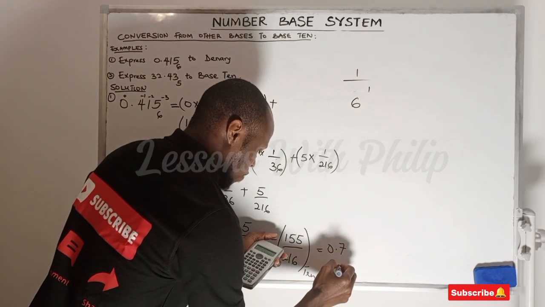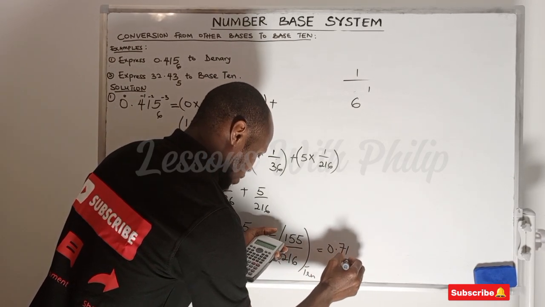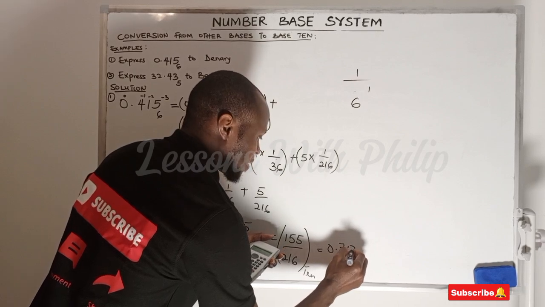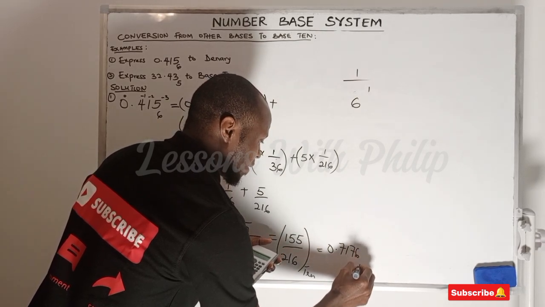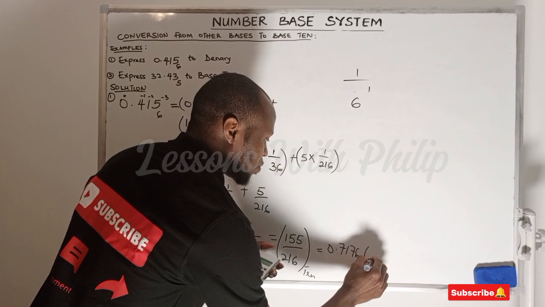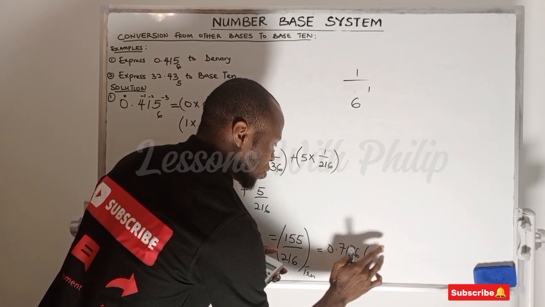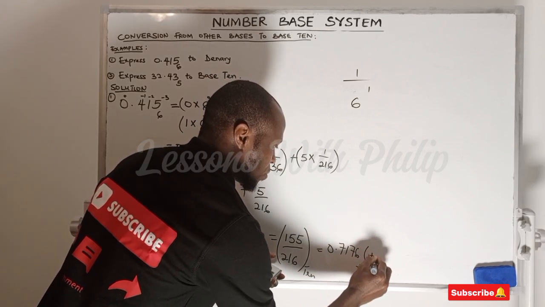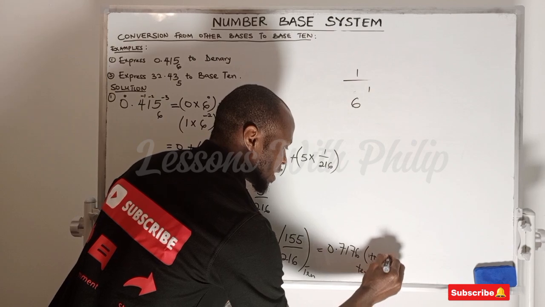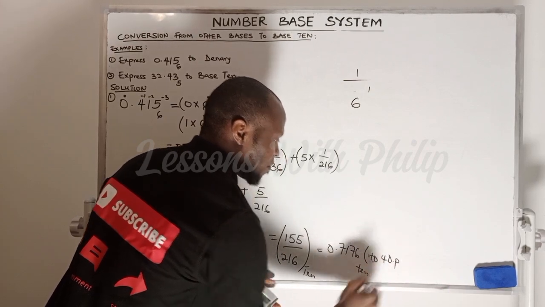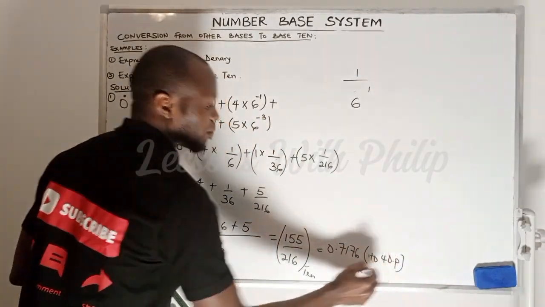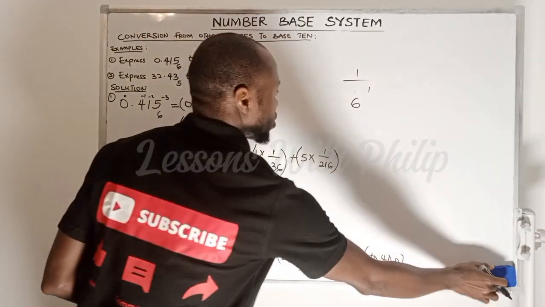We have 71, 71, 76, base 10. Don't forget to put it to 4 decimal places, because I have approximated. All right, let's go to the second example.